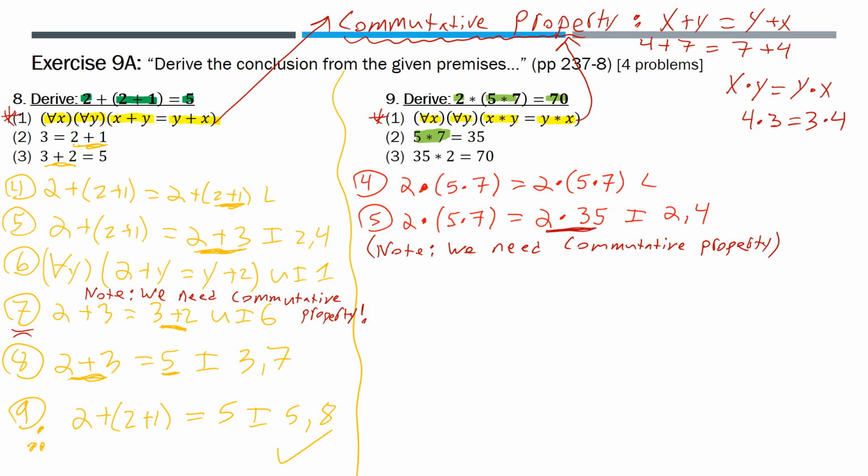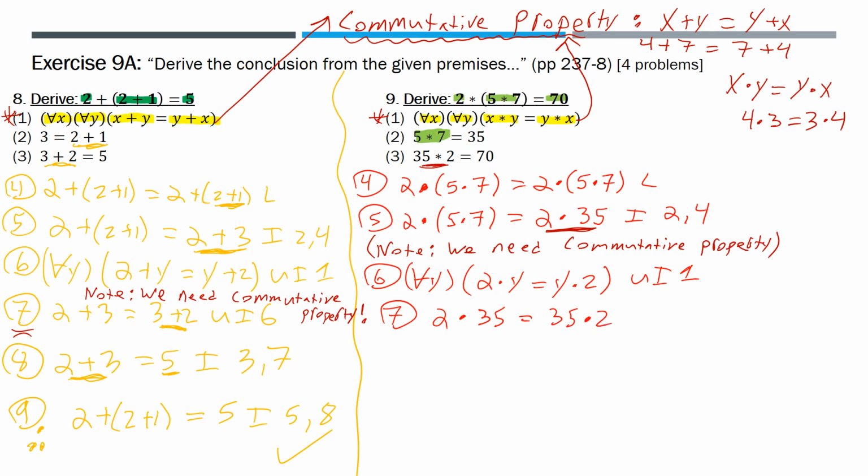Because we have this 2 times 35, but here we have 35 times 2, we have to make use of the first premise, which is a commutative property, so we will instantiate. For line 6, we'll say for all y, 2 times y is equal to y times 2, universal instantiation of line 1. For 7, we'll instantiate that y, so we'll say 2 times 35 is equal to 35 times 2 by the universal instantiation of line 6.